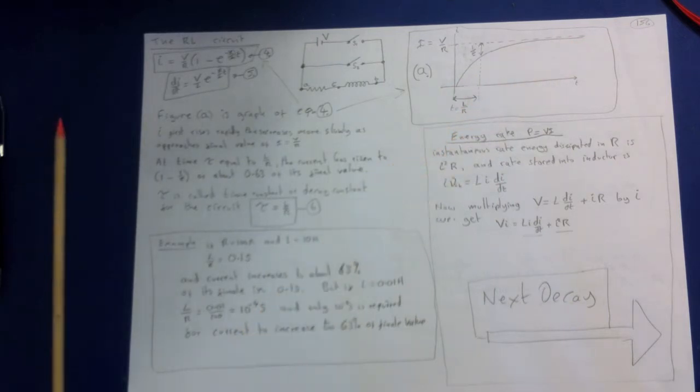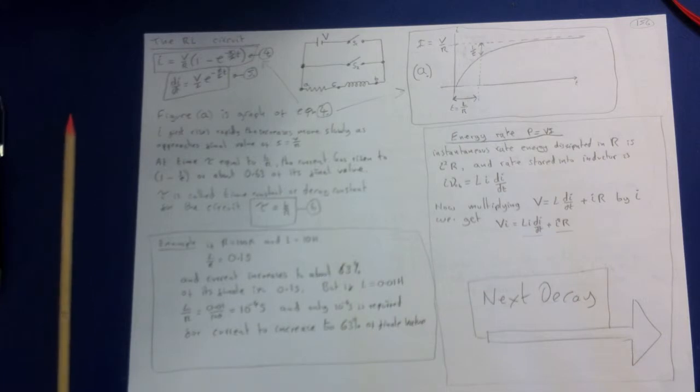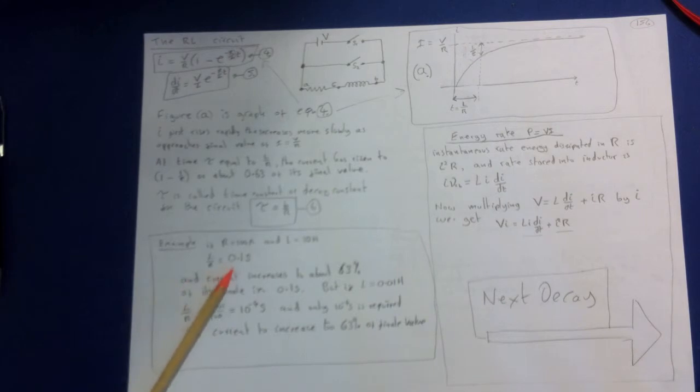For example, if R equals 100 ohms and L equals 10 henries, then L over R equals 0.1 seconds. So we've got an example there, and the current increases to about 63% of its final value in 0.1 seconds. But if L equals 0.01 henries, then L over R equals 0.01 over 100, which is 10 to the minus 4 seconds, so it's much quicker. So only 10 to the minus 4 seconds is required for the current to increase to 63% of its final value.